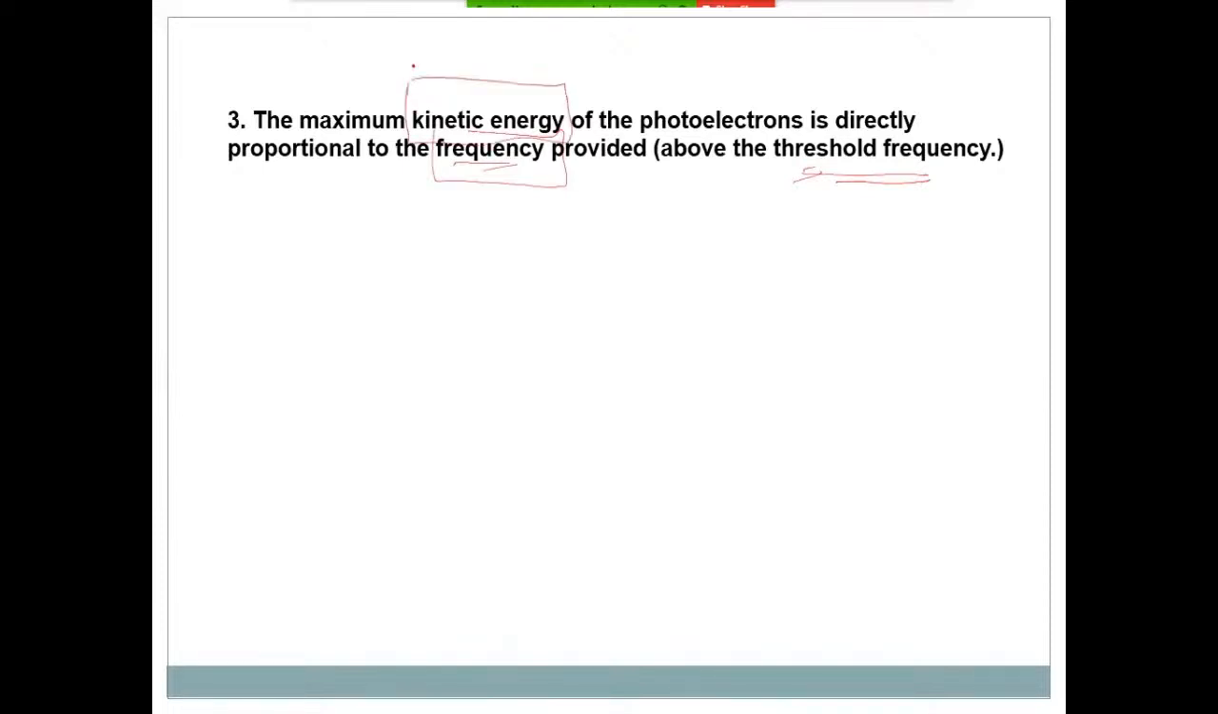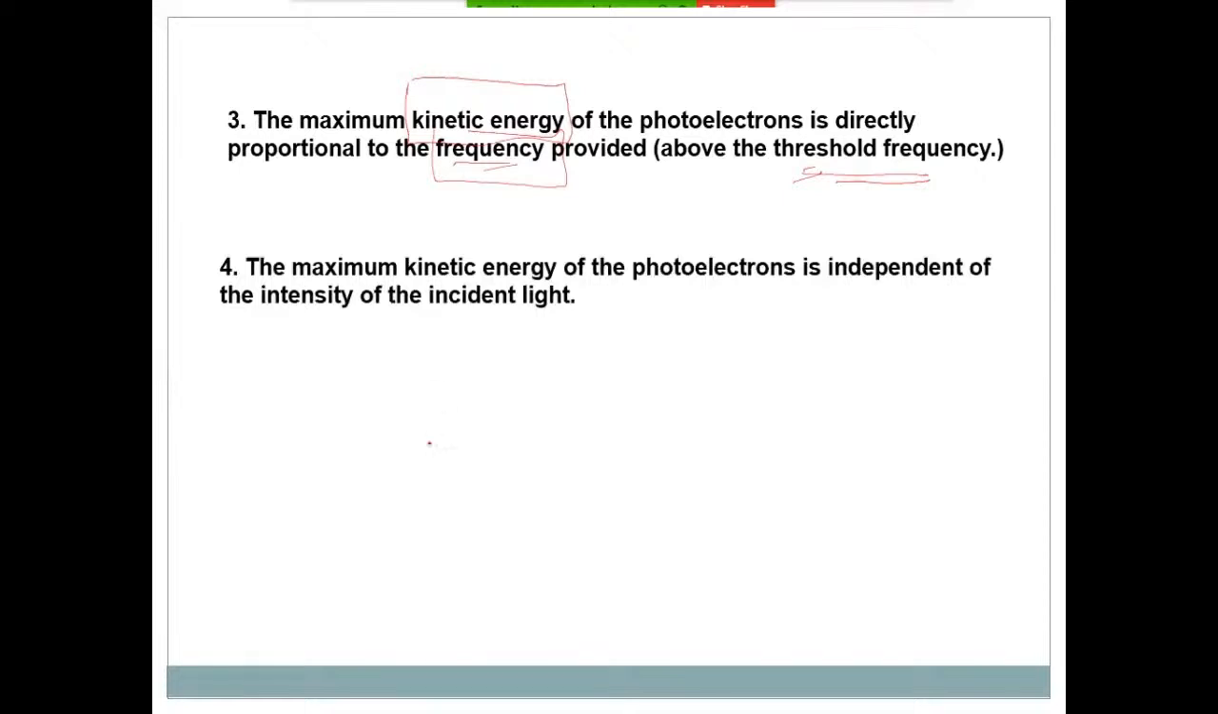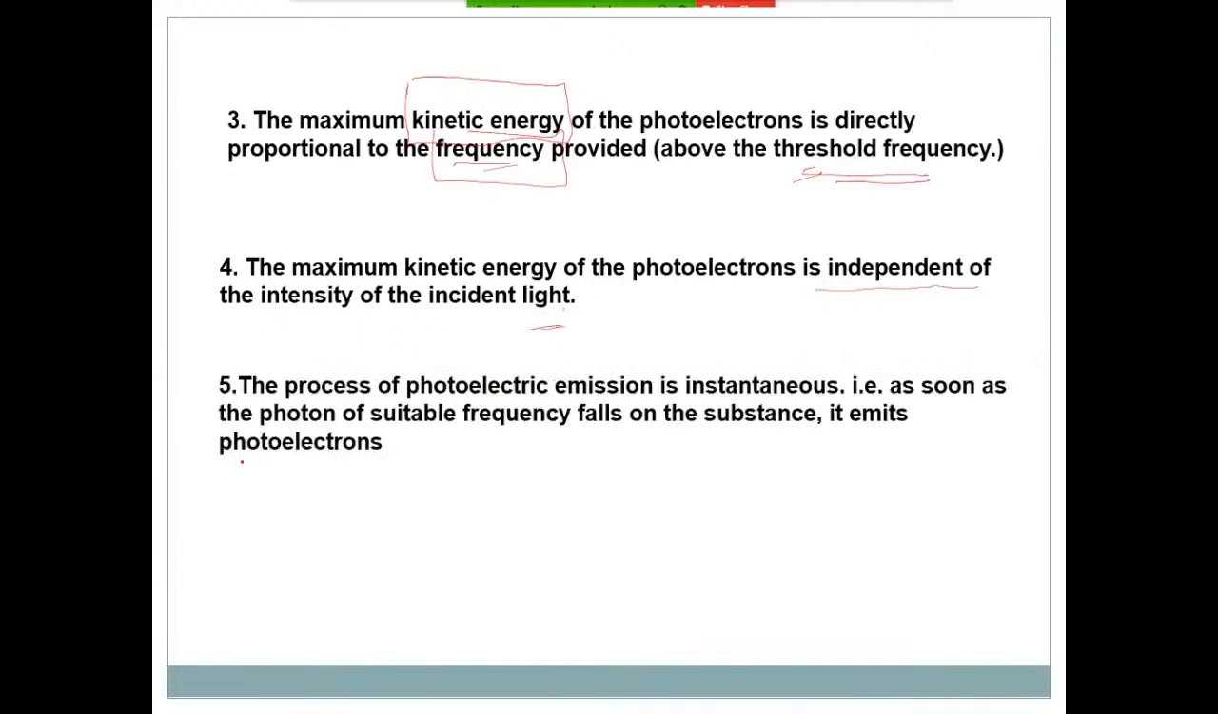Okay. Fourth point, the maximum kinetic energy of photoelectrons is independent of the intensity of incident light. Fifth point, the process of photoelectric emission is instantaneous. As soon as a photon of suitable frequency falls on the substance, it emits a photoelectron.